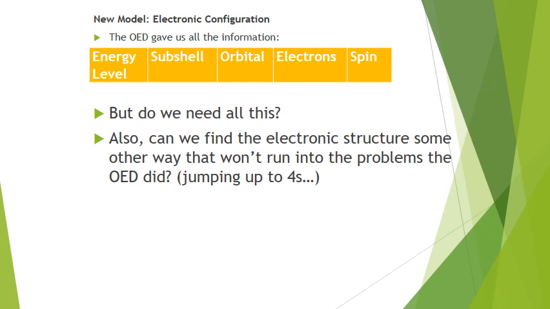Okay, so let's talk about orbital energy diagrams just for a second. Orbital energy diagrams tell us the most information of any model. It gives the energy levels, the subshells, the orbitals, electrons, and the spins. Okay, but do we need all this information to figure out where the electrons are? No, we don't. We have other ways of doing that. And what we're going to do is develop a model that can do that.